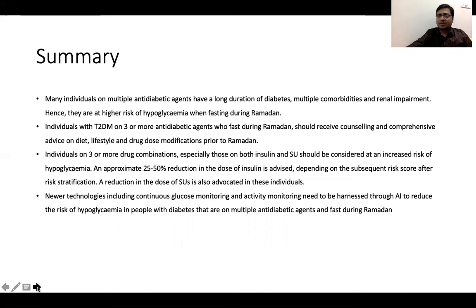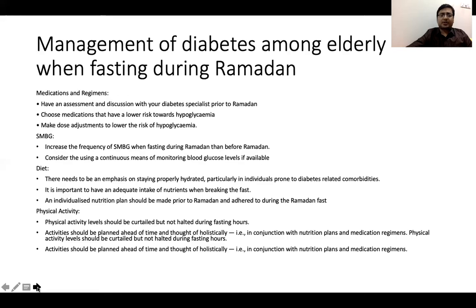Individuals on 3 or more drug combinations, especially those on both insulin and sulfonylurea, should be considered at an increased risk of hypoglycemia. An approximate 25 to 50% reduction in the dose of insulin is advised, depending on the subsequent risk score after risk stratification. A reduction in the dose of sulfonylurea is also advocated in these individuals. Newer technologies, including continuous glucose monitoring and activity monitoring, need to be harnessed through artificial intelligence to reduce the risk of hypoglycemia in people with diabetes that are on multiple anti-diabetic agents and fast during Ramadan.